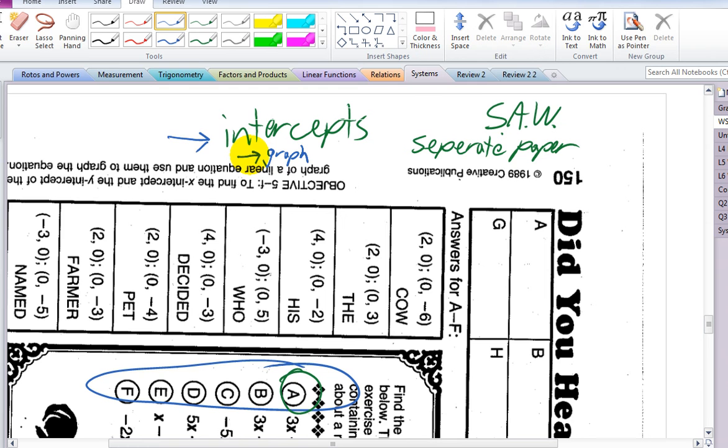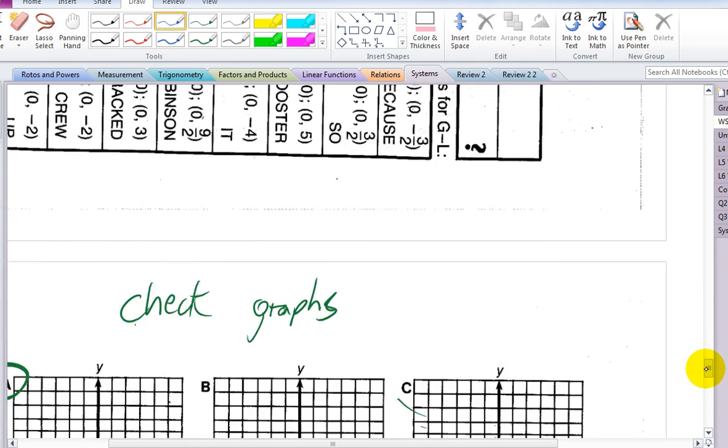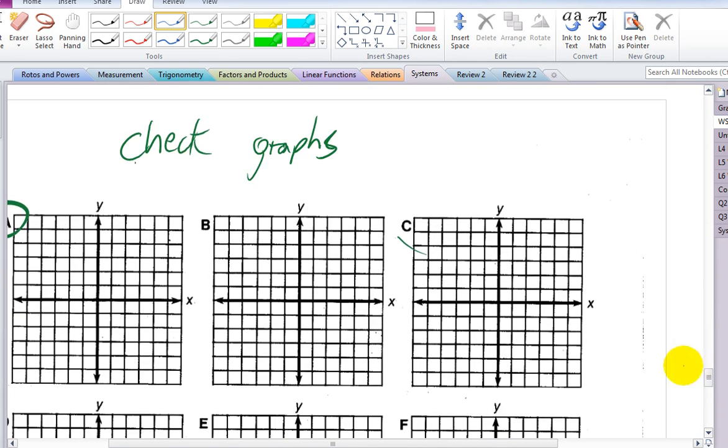Okay. Now, so did you hear about, you're going to graph here on the last page. We're going to check our graphs tomorrow. So you can write on here, did you hear about? Okay. Any questions?